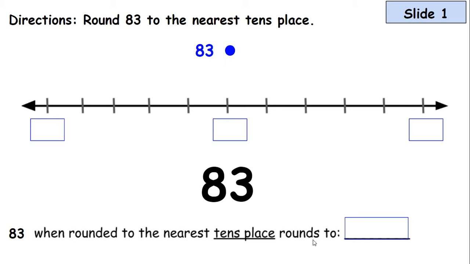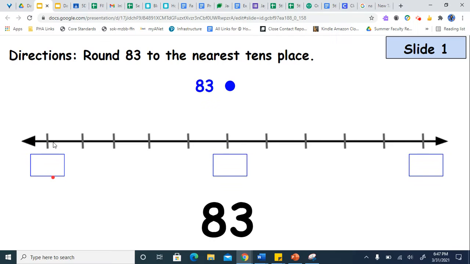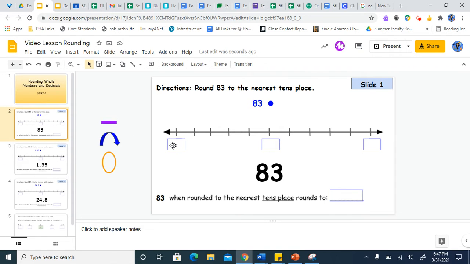To do that, we need to label our starting point, ending point, and midpoint for our number line. We're going to do that by knowing that we're rounding to the nearest tens place. So the start of our number line is going to be the number of tens in the number 83. We can look and see that there are 8 tens in the number 83. So the start of our number line is going to be 8 tens, which is the same as 80. So we're going to place 80 at the start of our number line.